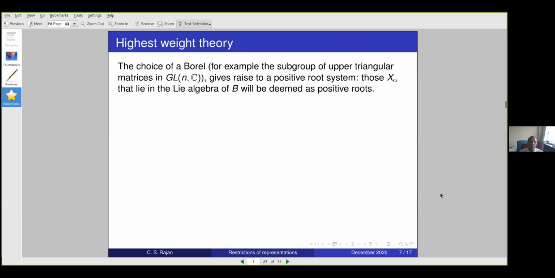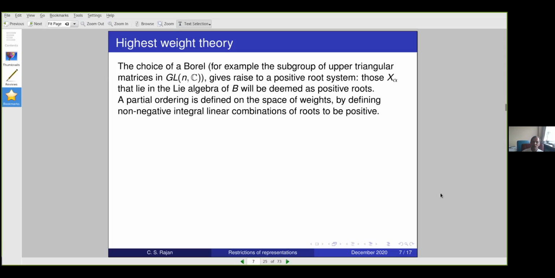Okay, so now, of course, the problem with working with the compact group situation is that the X_alphas do not lie inside K, the Lie algebra of K, but they lie inside the complexification, the Lie algebra of G, GL_n(C). For instance, the choice of a Borel, the upper triangular subgroup, and looking at the E_ijs or whatever it is, those vectors are the eigenvectors for the action of T, and those X_alphas that lie in the Lie algebra of B will be deemed as positive roots.